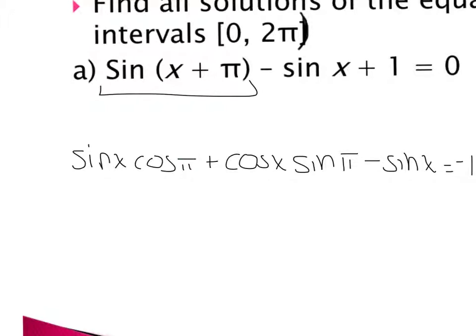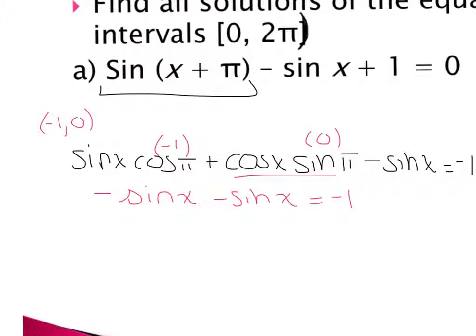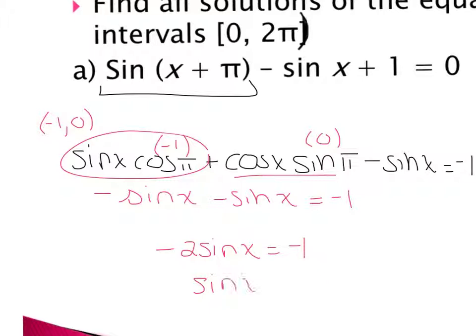We can evaluate this term and this term using the unit circle. At pi, the coordinate point is -1, 0. So remember, x is cosine, so here I can substitute -1, and sine is the y term. So when I rewrite this, I get minus sine x equals -1, because 0 times cosine, this term is gone, and this becomes negative sine x. Make sure we combine like terms. I get minus 2 sine x equals -1. Sine x equals 1 over 2.